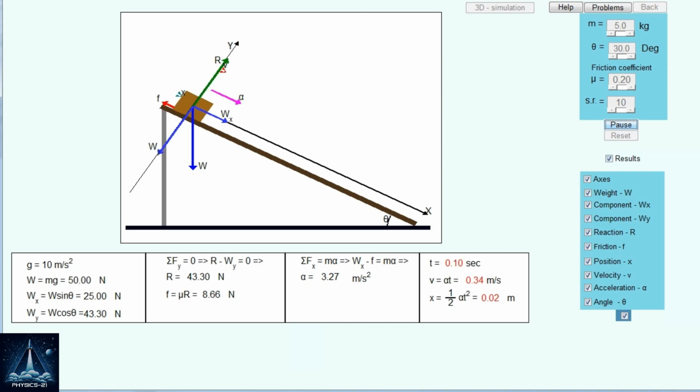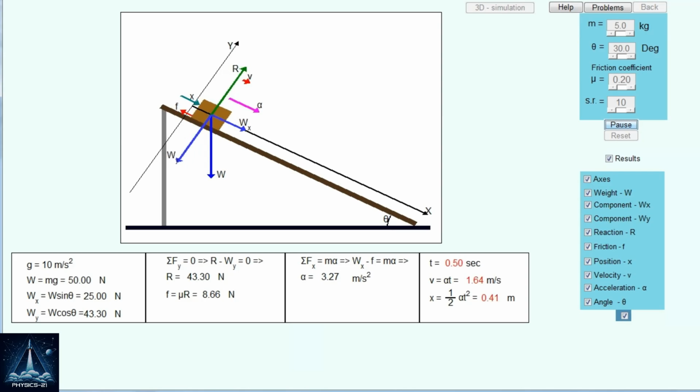Along the y-axis direction, the body experiences the component Vy of the weight and the reaction R from the plane. Along the x-axis direction, the body experiences the component Wx of the weight and the friction F from the plane.